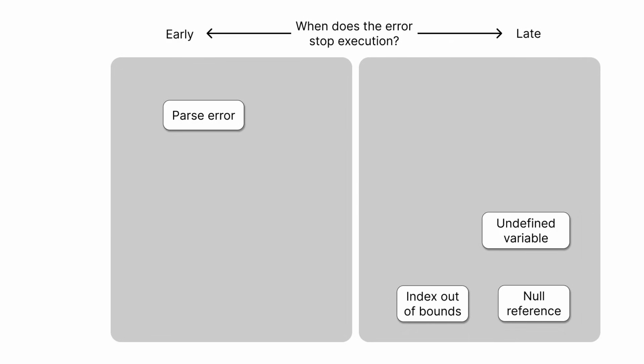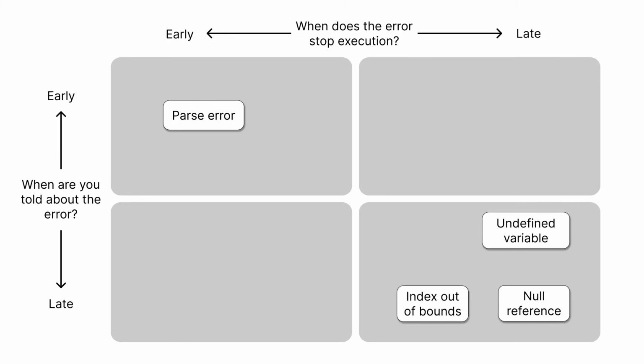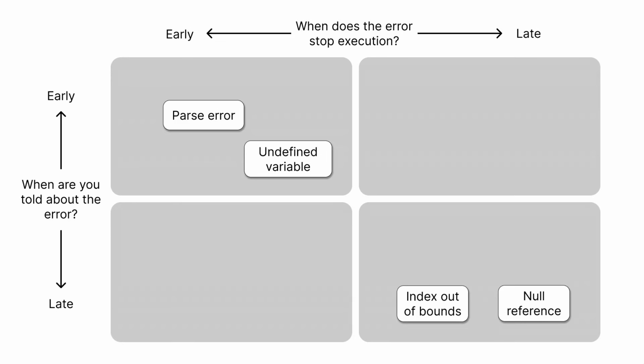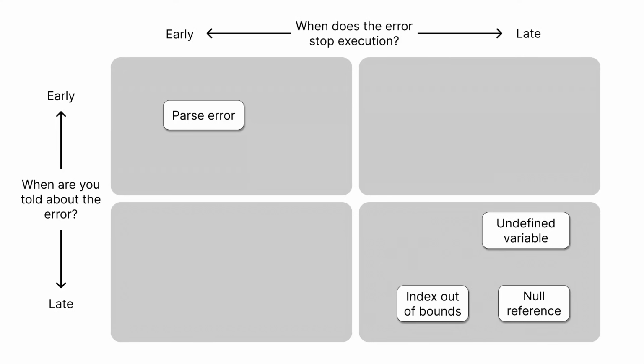But here's an insight. There's actually two dimensions. The other dimension is, when does the computer tell you about the error? Early or late? All languages today seem to fall into opposing quadrants. Static languages tell you early and force you to fix it early. And dynamic languages tell you late and don't force you to fix it until late.